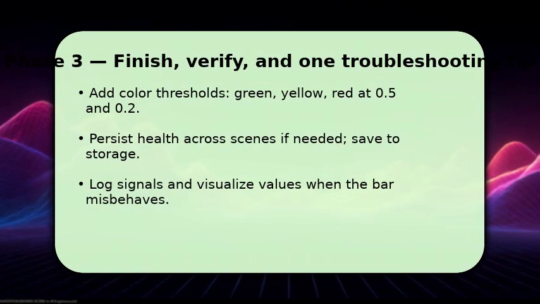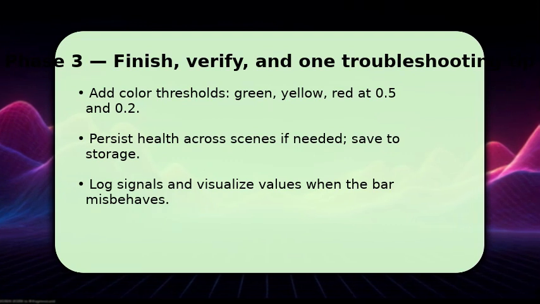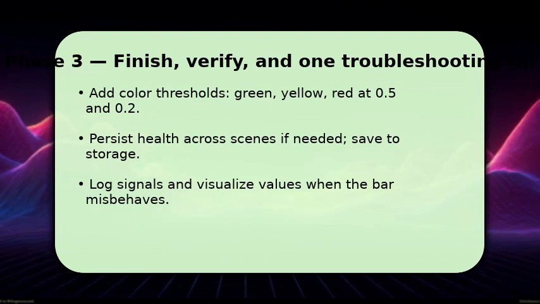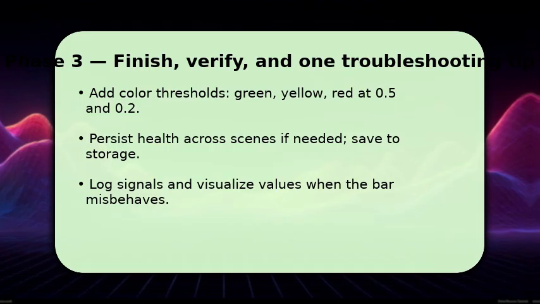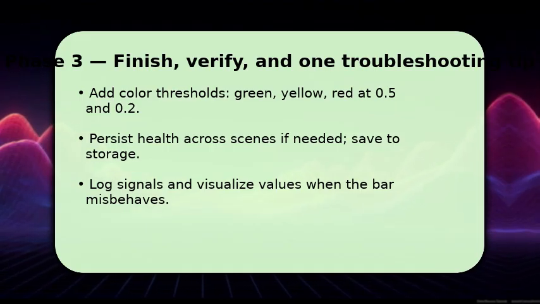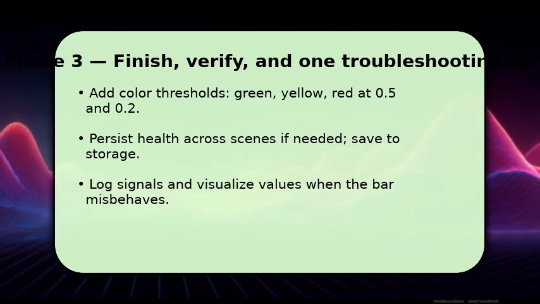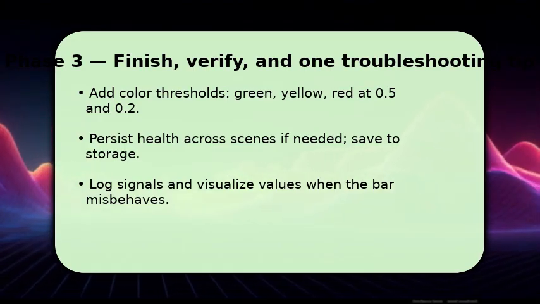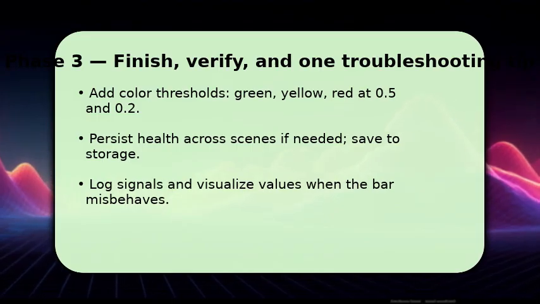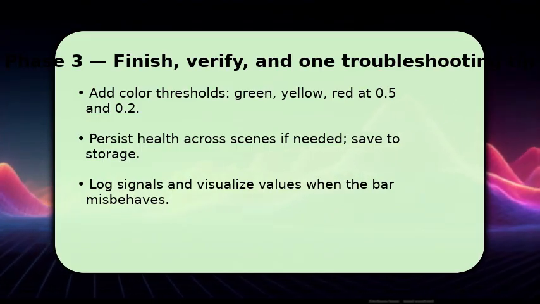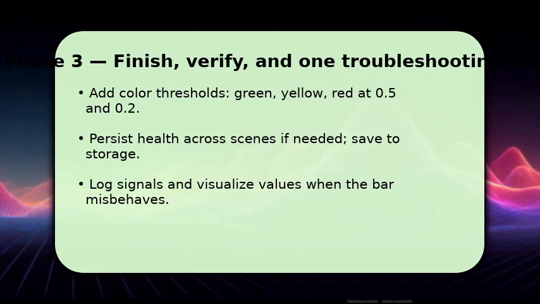To finish, implement color thresholds so the bar turns green above 50%, yellow between 20 and 50, and red below 20. This gives immediate feedback. If your game uses multiple screens, persist health to storage and reload it on scene start so the bar reflects true state. If things go wrong, log the normalized values and monitor the signals.